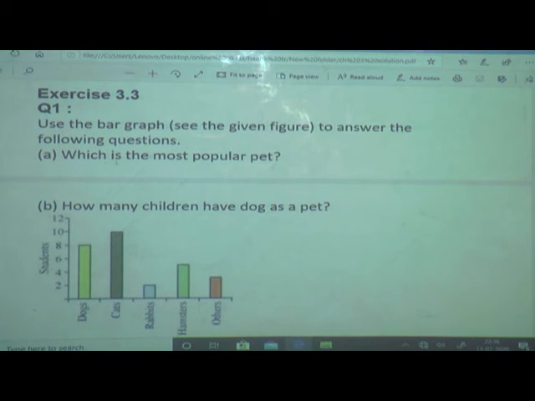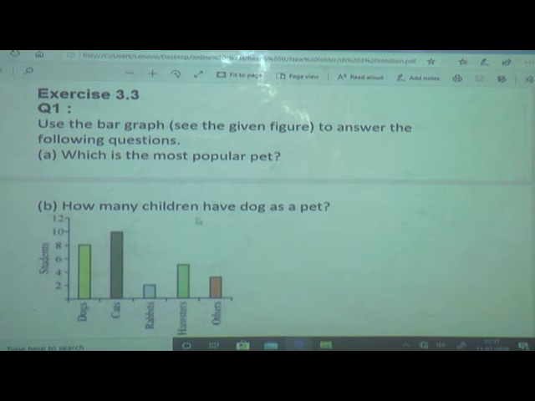Now we can see which is the most popular pet. You have to see the length of the bar, which is the highest. You can see from the graph that it is cats. So the most popular pet animal is cat.